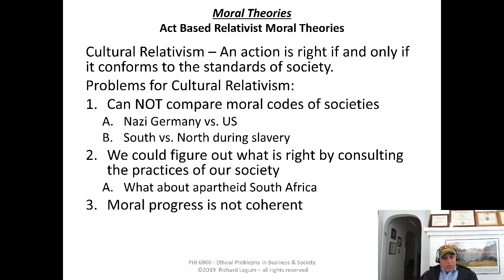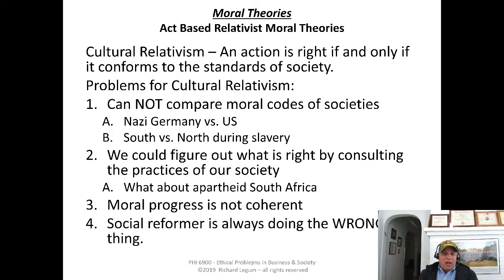And the other thing that we think that we've done, if we look at the civil rights movement, for example, we think that we've made moral progress, except in cultural relativism, there is no such thing as moral progress, right? Because you can't compare the two moral codes. There is no, it's just different. And finally, another thing, and these are, I think, four bad consequences of at least cultural relativism, is it looks like the social reformer is always doing wrong.